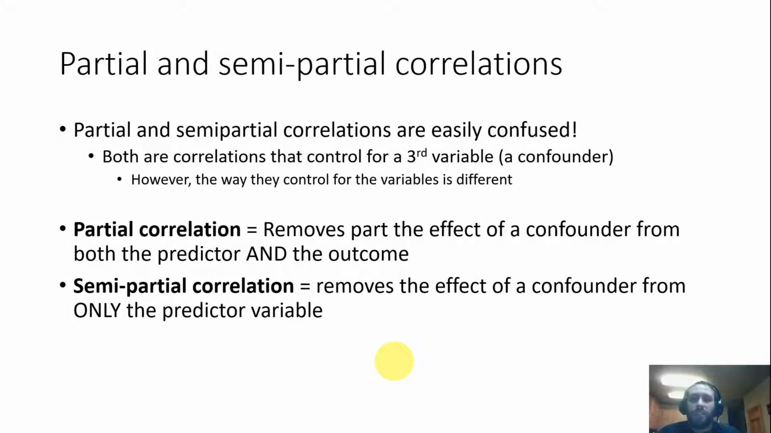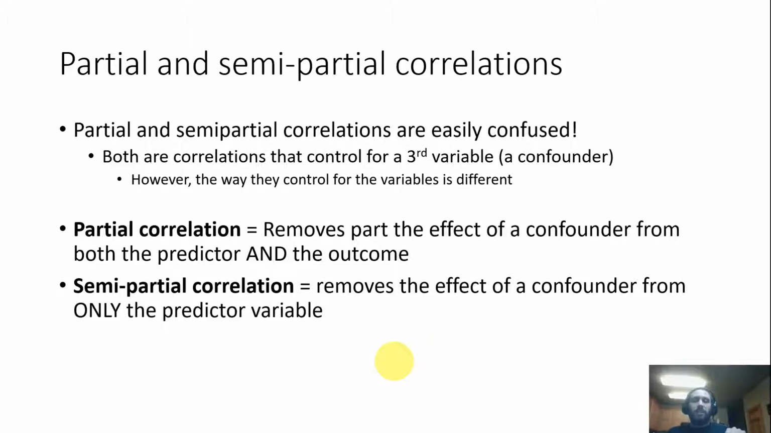So, partial and semi-partial correlations. What even are they? Partial and semi-partial correlations are easily confused. Both of them are correlations that control for some third variable, and that third variable we oftentimes call a confounder. However, the way that they control for that third variable is different. So partial correlations, imagine you have two things that are related and you want to take out the effect of a third variable from them.